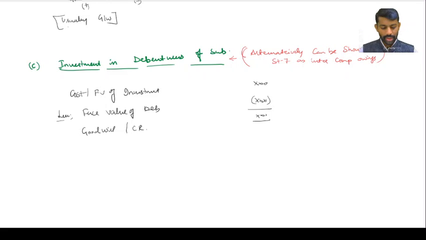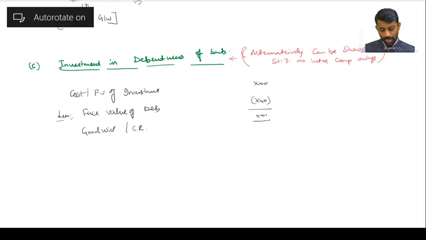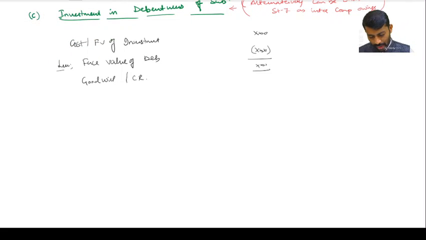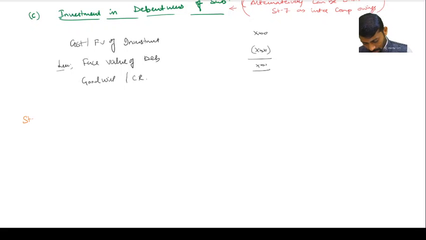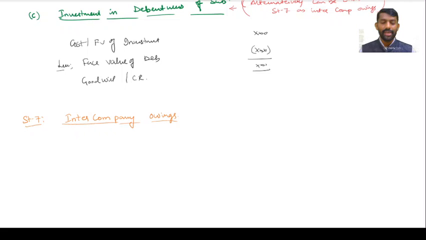So now let's go to step number 7, which is intercompany owings. What is it called? Intercompany owings. So that means, my dear friends, intercompany owings on consolidation have to be cancelled. Got it? Intercompany owings, what do we have to do on consolidation?